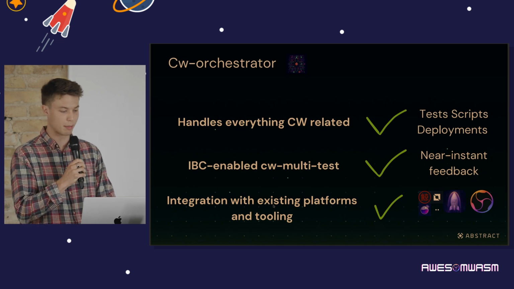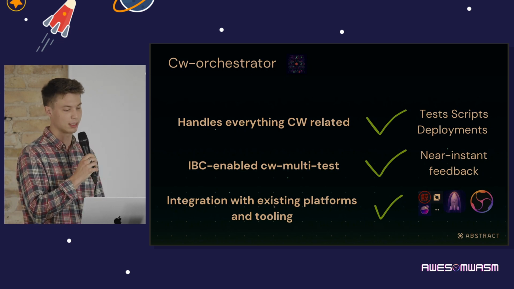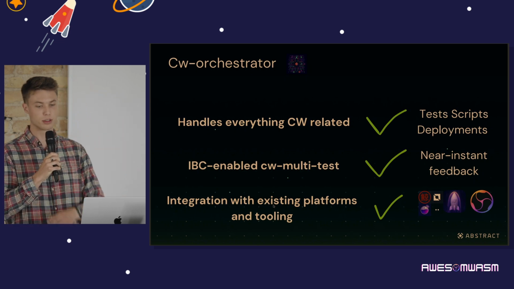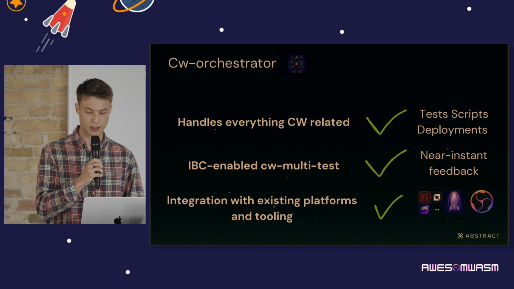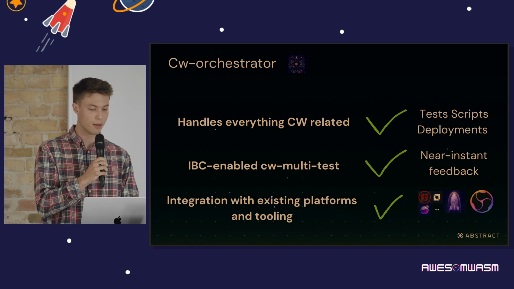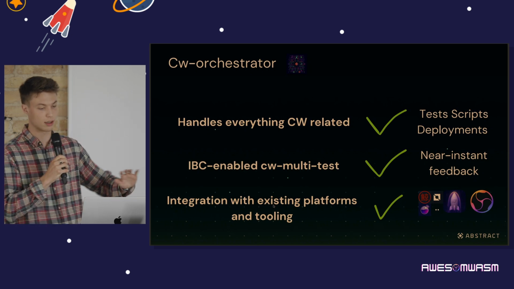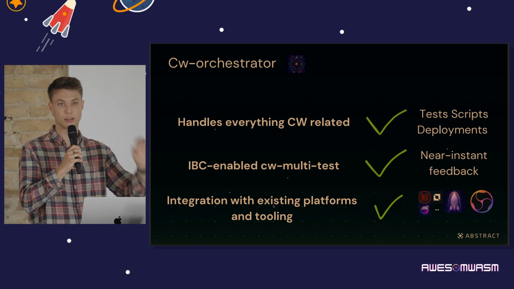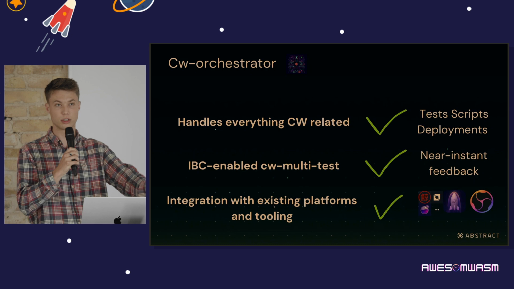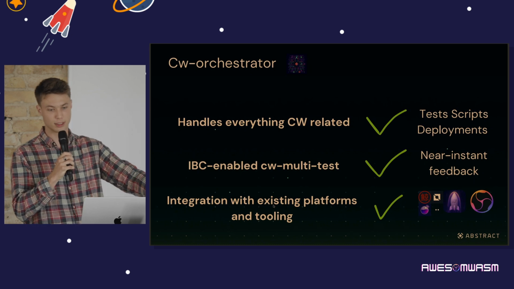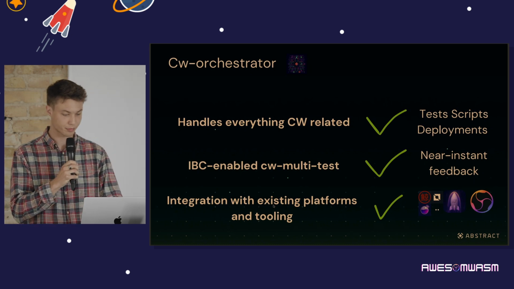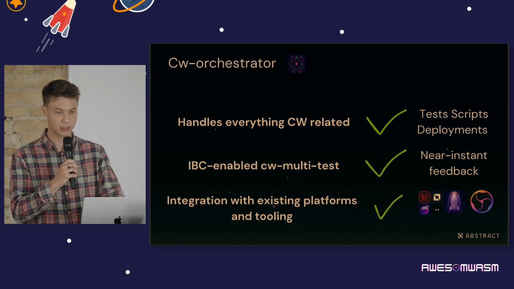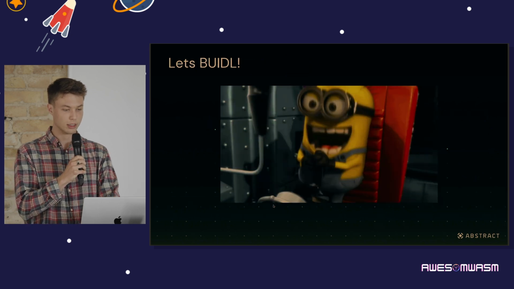And one of the biggest features in there is this CW multitest that has IBC. So you can spin up different mock chains and then run your tests natively, so you get very fast feedback on your tests. And we also integrated with existing platforms and tooling, so you can connect to testnets, you can connect to mainnets, you can do your deployments there, set up your IBC channels, etc. And also Starship, which spins up local devnets and relayers and stuff. So the tooling is there.